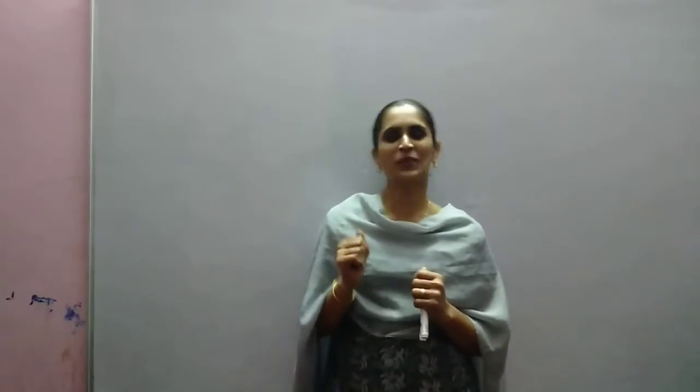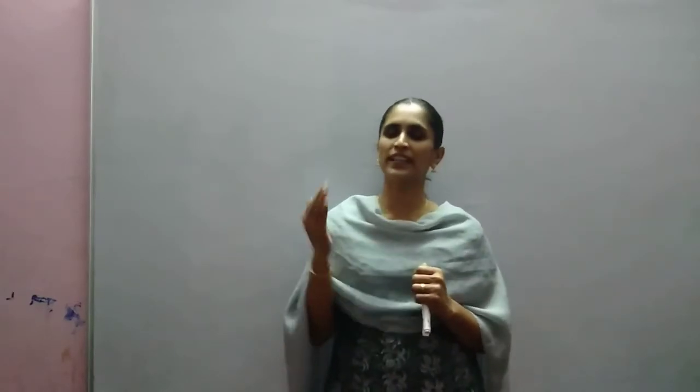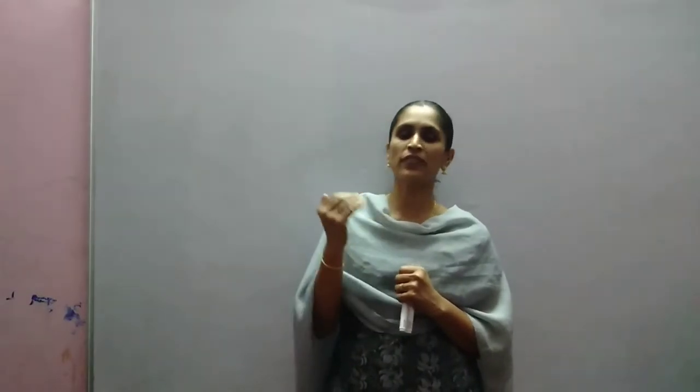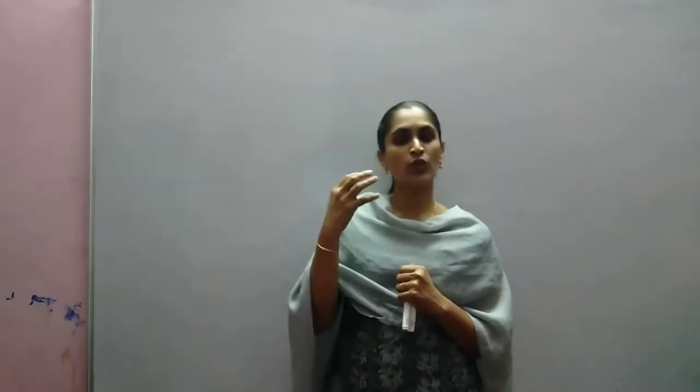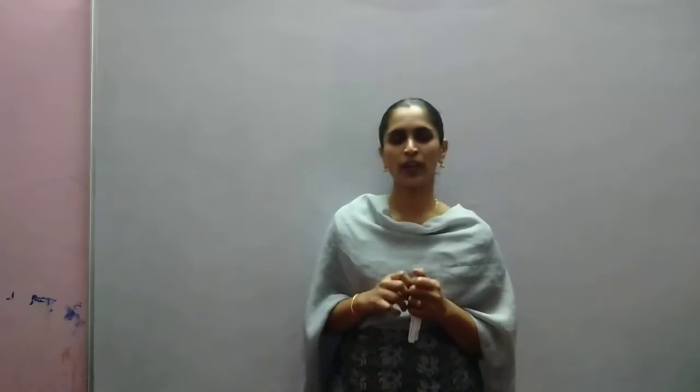Today in this video we will discuss some problems related to Young's double slit experiment and the conditions for constructive and destructive interference. Already we discussed these in the previous two videos. So the problems related to those two topics we will cover today. We will start with our first problem.